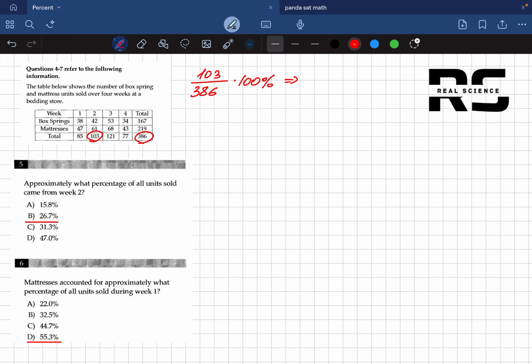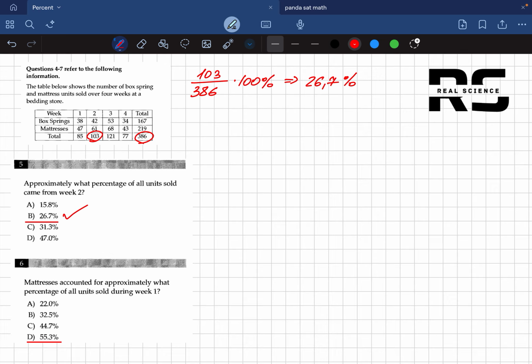We just divide week 2, all the units that we've sold, by the total amount that we've sold. So that's gonna be 26.7. That is an approximate number, so the answer is B. Okay, let's look at number 6.